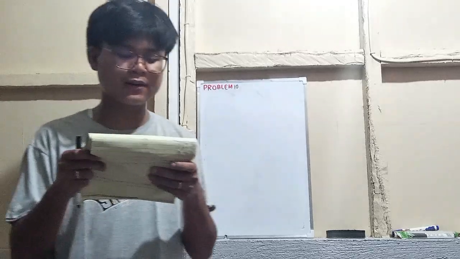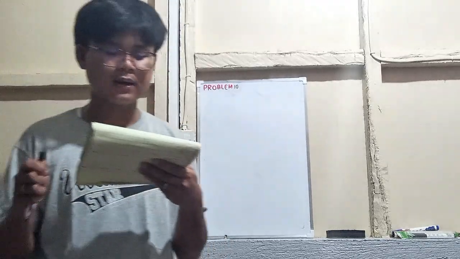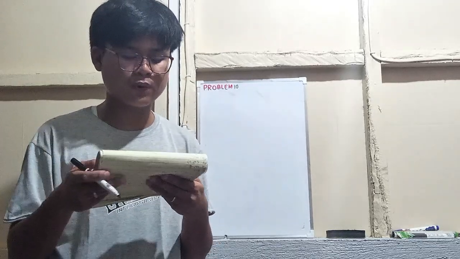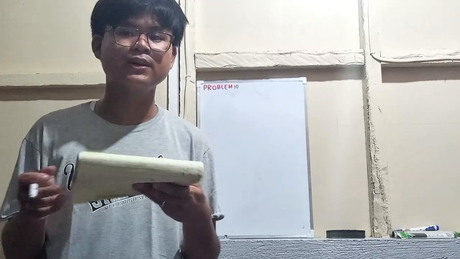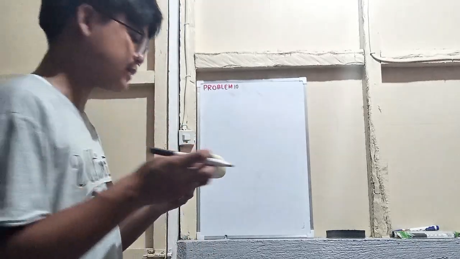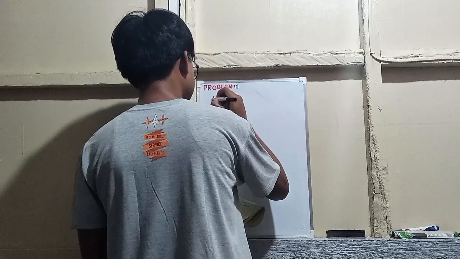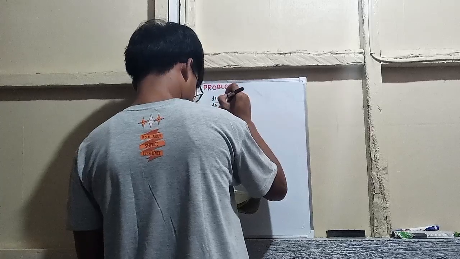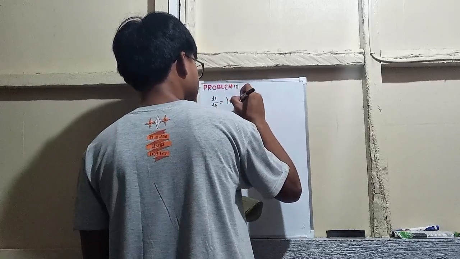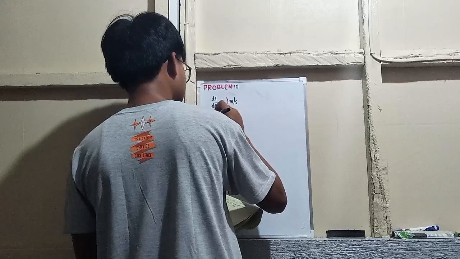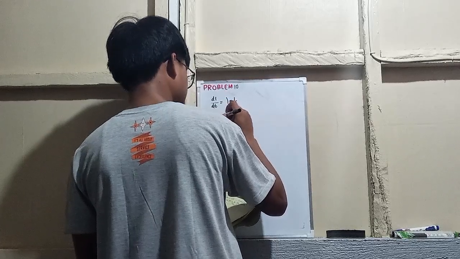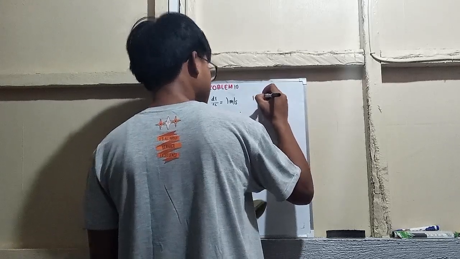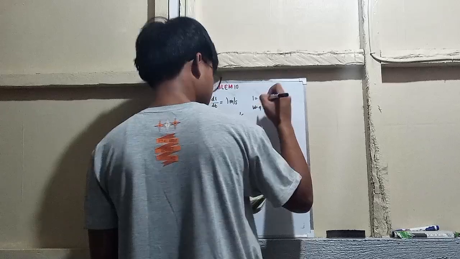A rectangle's length is increasing at 1 meter per second and its width is decreasing at 0.5 meter per second. When the length is 8 meter and width is 4 meter, how fast is the area changing? So first, we'll identify the givens. So, we have the rate of dL over dt as 1 meter per second. Then dW over dt as 0.5 meter per second, and our length is 8 and our width is 4.